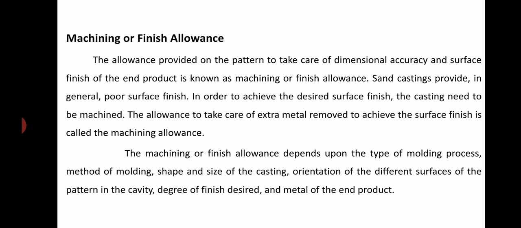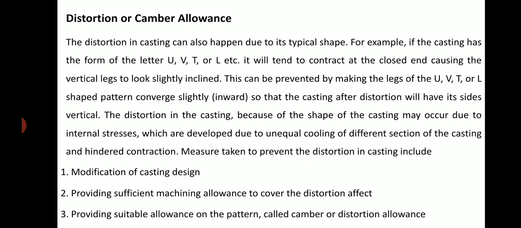Machining or finish allowance. The allowance provided on the pattern to take care of dimensional accuracy and surface finish of the end product is known as machining or finish allowance. Sand castings provide in general poor surface finish. In order to achieve the desired surface finish, the casting needs to be machined. The allowance to take care of extra metal removed to achieve the surface finish is called the machining allowance. The machining or finish allowance depends upon the type of molding process, method of molding, shape and size of the casting, orientation of the different surfaces of the pattern in the cavity, degree of finish required, and metal of the end product.